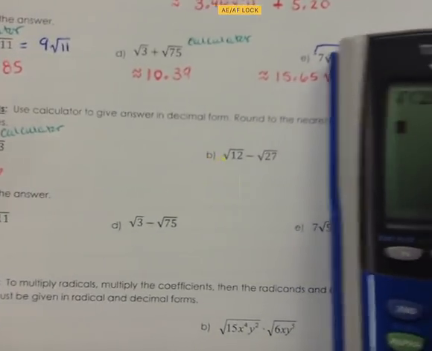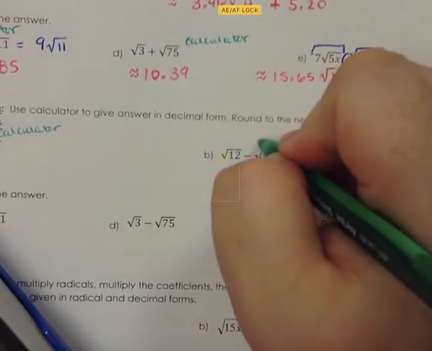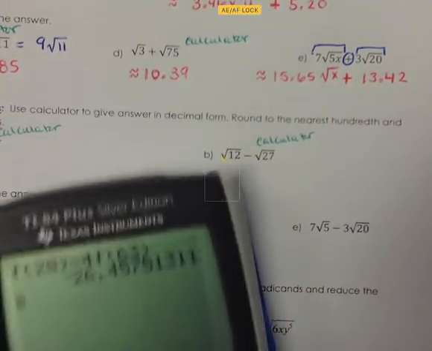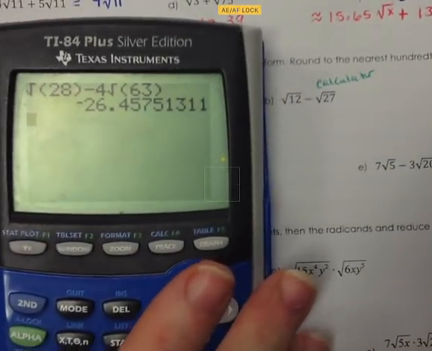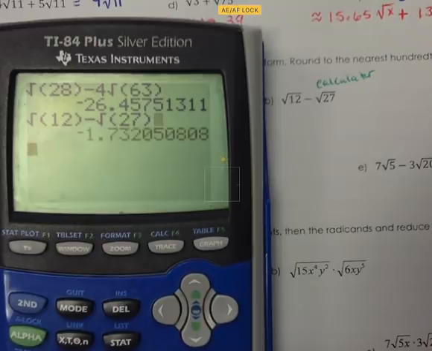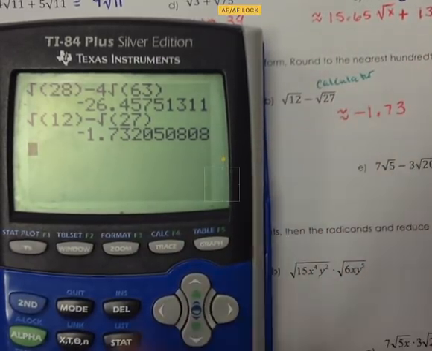On example B, these are also just numbers. That means I can put it straight into my calculator. So when I do this, again, I'm using the older calculator so you can see the differences. The square root of 12, then I have to close my parentheses to get out of it, minus the square root of 27 and close my parentheses to stop the radical. Enter. We get negative 1 and 73 hundredths. So approximately negative 1 and 73 hundredths, and that's our answer.